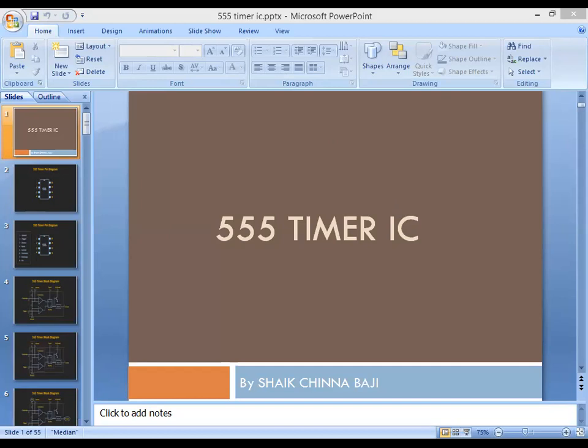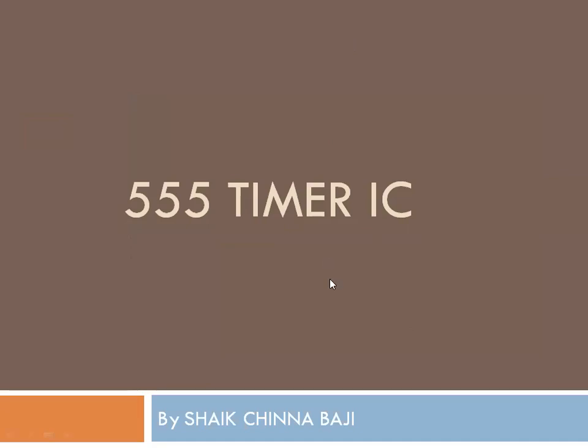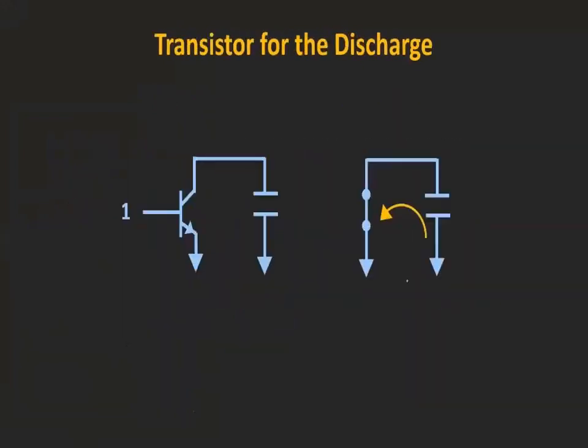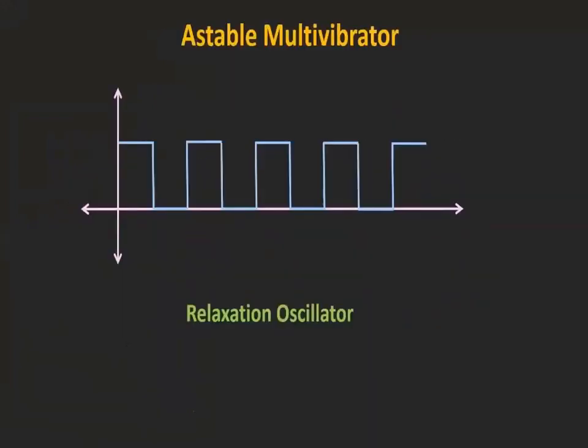In the last class, we studied the astable multivibrator using the 555 timer. In this class, we are going to study the monostable multivibrator using the 555 timer. So now we are going to observe how our 555 timer is going to act as a monostable multivibrator.